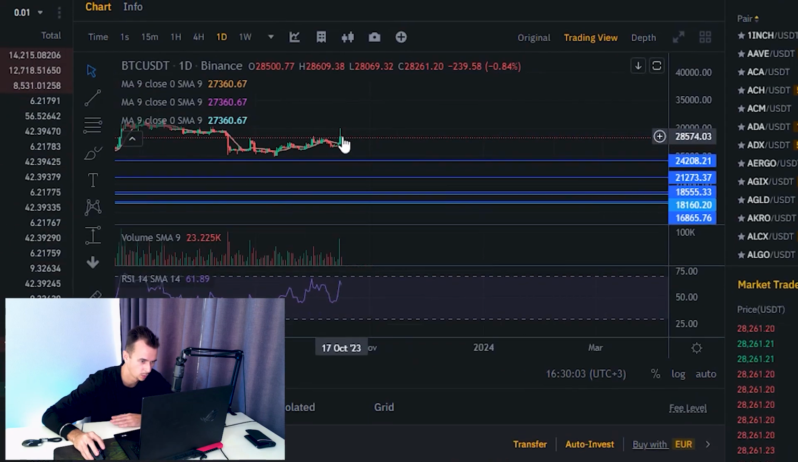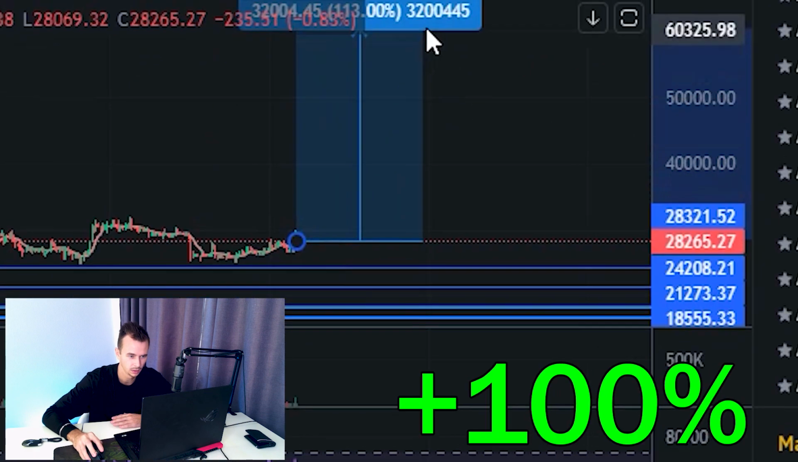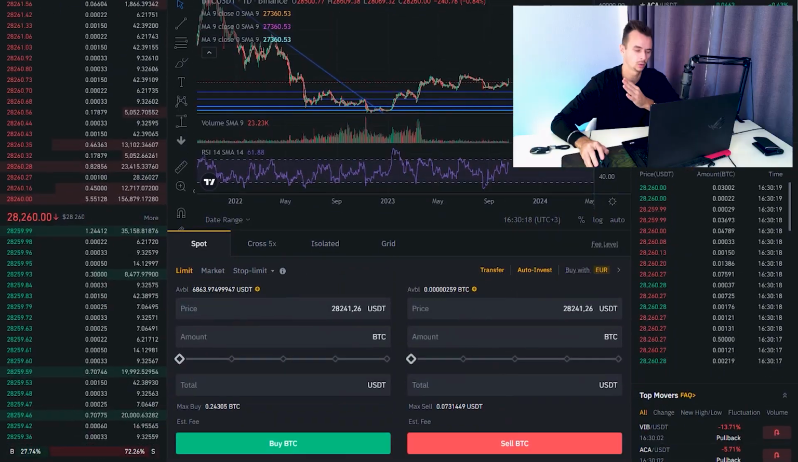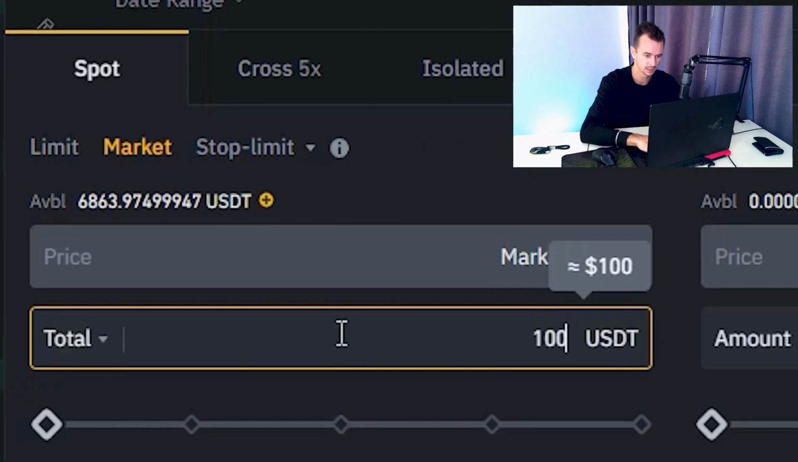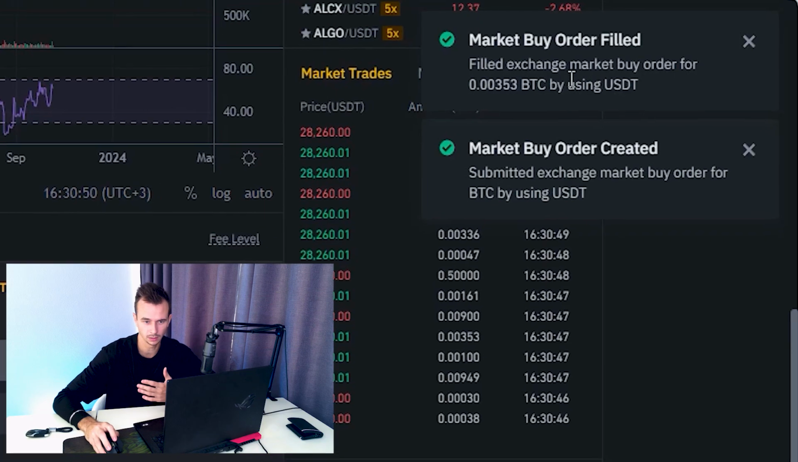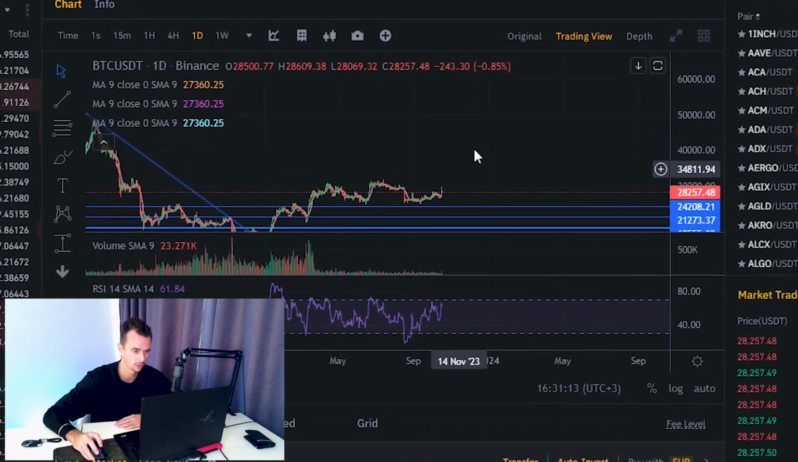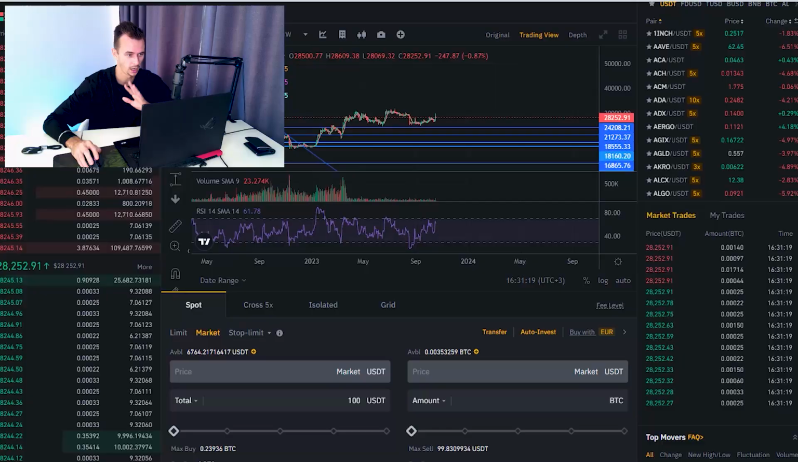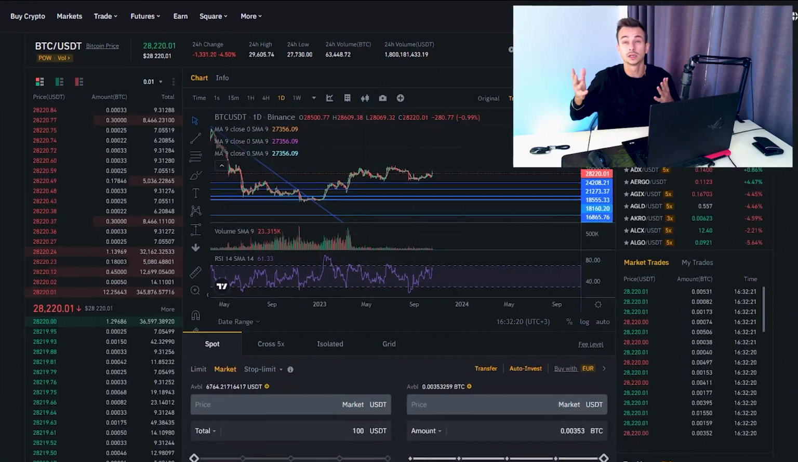So if we buy Bitcoin now and it grows to $60,000, we will earn much more money. Okay, to buy Bitcoin, just click on market and write how much you want to buy. For example, I will buy only $100. Just click buy, and now I have Bitcoin on my balance. For example, after 1 year, when Bitcoin costs $60,000, I just select all of my Bitcoin and sell it. So there is nothing hard.